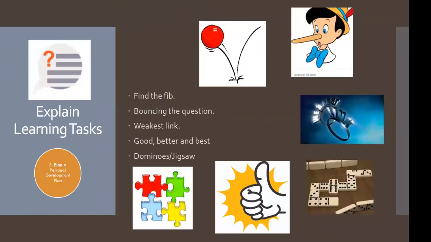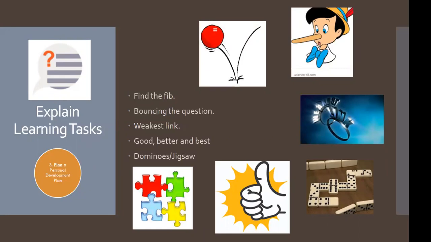Some other learning tasks that we use, find the fib. It's a good one. You can put reasons why something was used. So remember, explain is all about the reasons why something is appropriate. So find the fib's quite good. So list the reasons why something is appropriate. And there's a wee curveball in there, and they've got to find the fib.